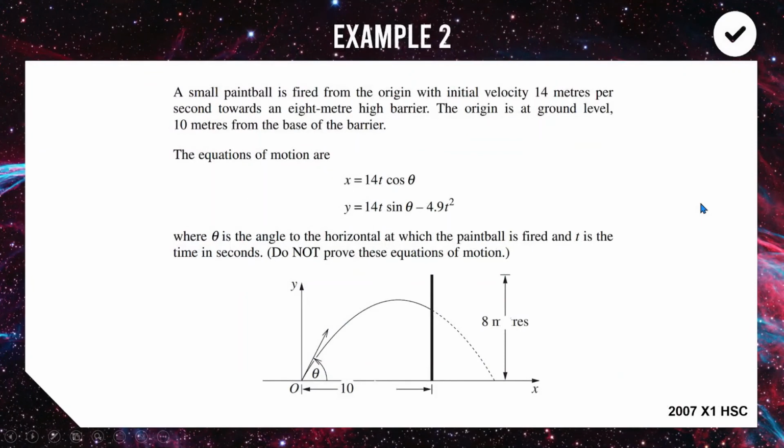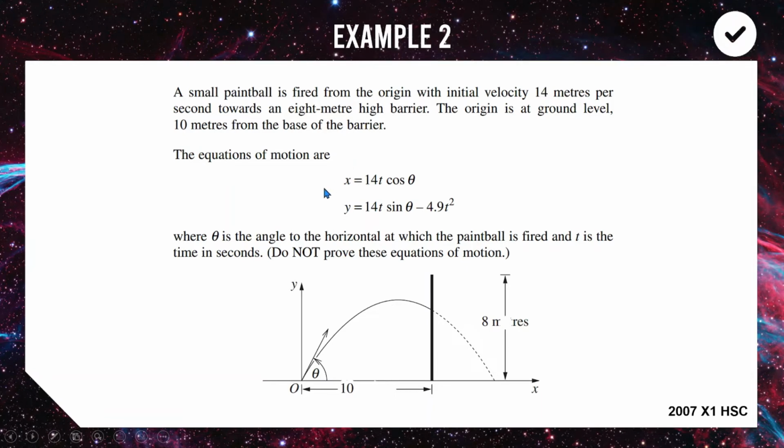Okay, moving on to example 2. So this is an example from an old extension 1 paper. It was the last question in the exam, so it's pretty spicy, especially the final part, which is a band 6 question. So let's just rip in. We've got a paintball fired from the origin, 14 meters per second, angle of theta, hits a barrier, and the barrier is 10 meters from where we started.